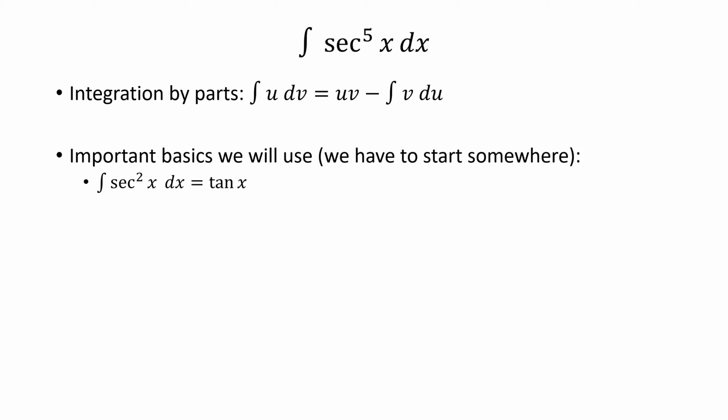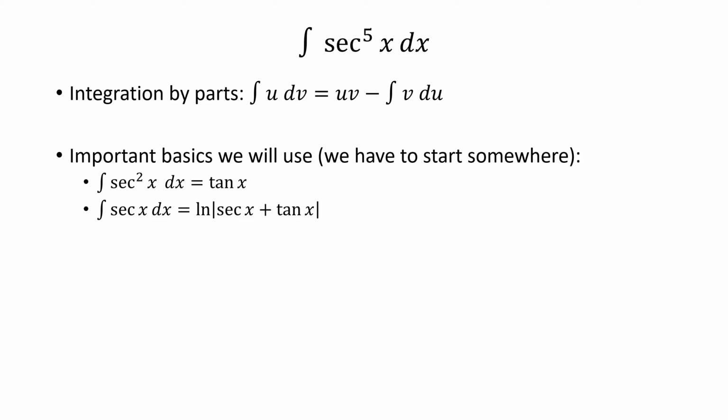So the integral of secant squared is tangent. I'm not going to go through why or how you can derive that. You can figure that out by the derivative of tangent being secant squared, for example. The integral of secant is the natural log of secant plus tangent.